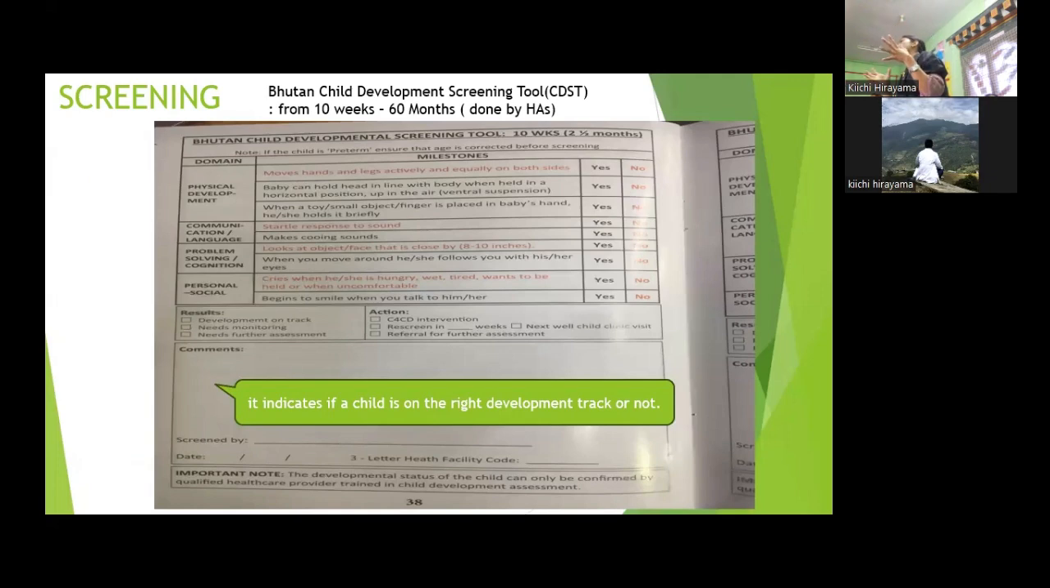The most common screening tool that we use in Bhutan is the Bhutan Child Development Screening. It is mostly done by the HAs. It contains just a few questions. According to these findings, the interventions are taken. If there are problems in any of the domains, the child is referred for assessment.